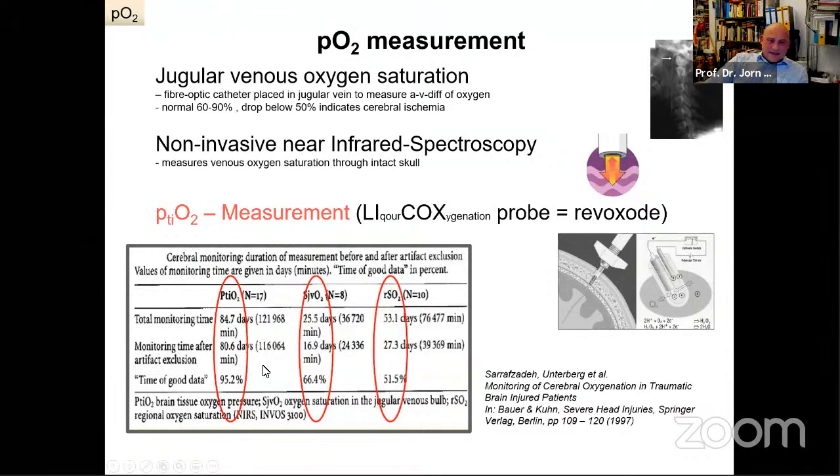If you compare the three methods, this here is quite interesting. Down here, the time of good data. There's a study that compared the three methods in groups of patients, and they looked at how long the probes were actually in place and how much of the data could actually be used to determine the situation. And here there's a huge difference. Only roughly 50% would be usable with near-infrared spectroscopy, whereas 95% of data could be used with tissue oxygen measurement. So that shows a clear advantage of the tissue oxygen method.